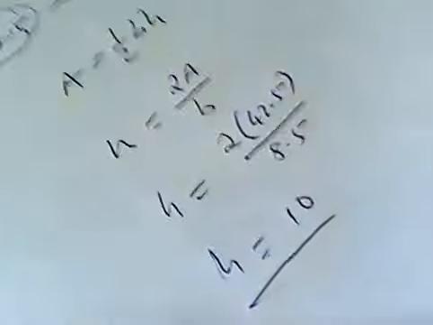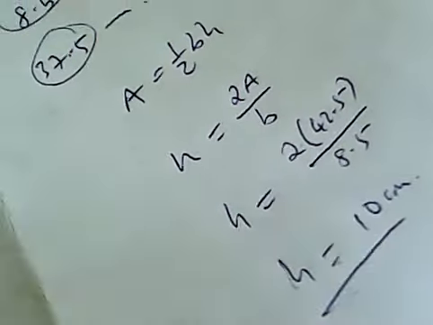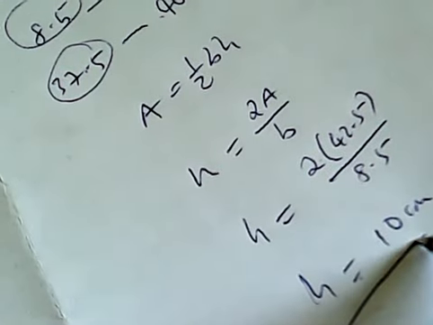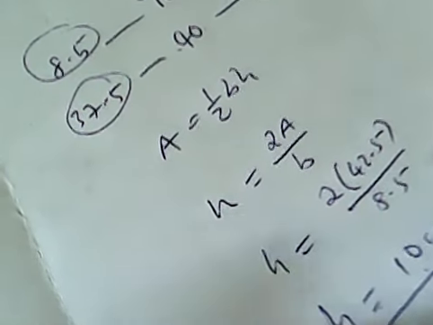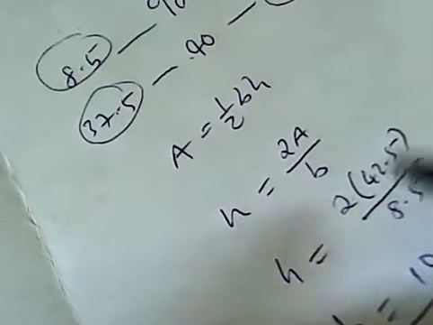Okay, so that's 10 centimeters, all right? So this is the highest possible height because we got a small number dividing into a large number. That is how we get it.